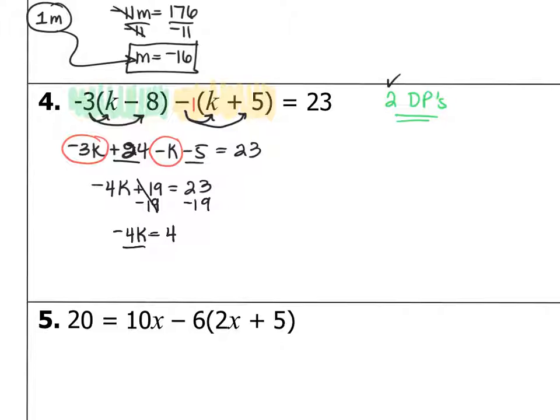Okay, and then we'll divide by -4 on both sides to get a 1 here, which will give us 1k, or just k, and that's equal to -1. Again, you can self-check your answers, your solution, by plugging it back into the equation and following the order of operations, which is why we learned that first.